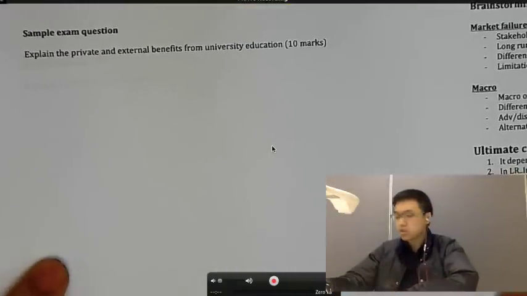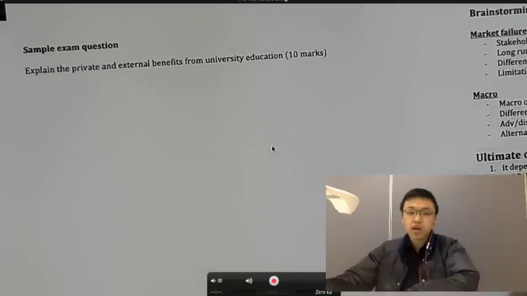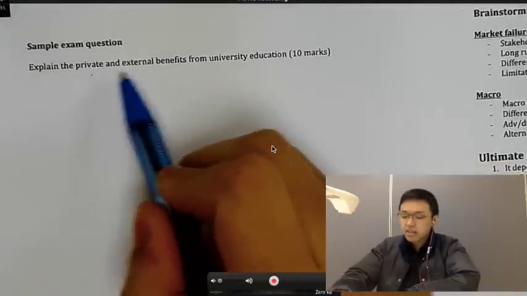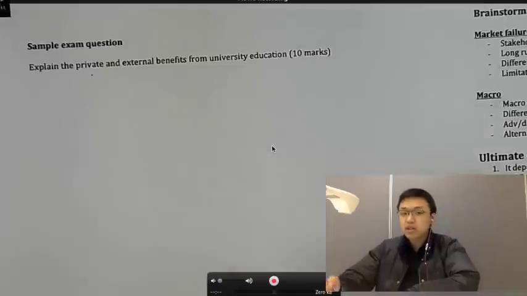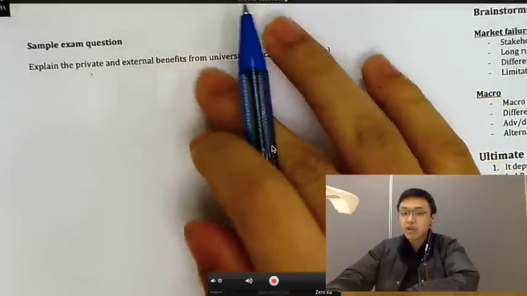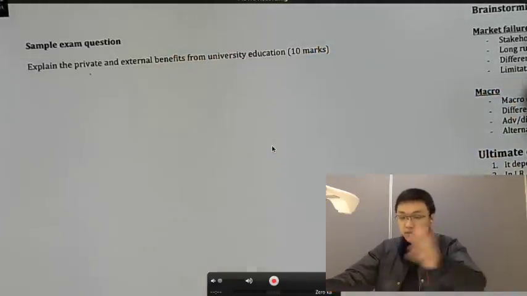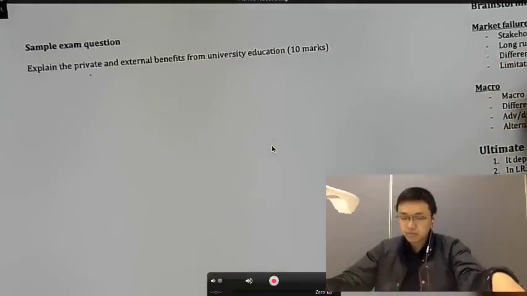Let's look at an exam question to try to use this strategy. Explain the private and external benefits from university education. IB had a very similar question in previous years. It's not the exact same phrasing, but it's very similar. So what do you see?